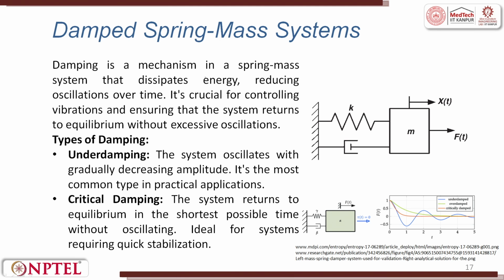Damping is a mechanism in a spring mass system that dissipates energy, reducing oscillation over time. It is crucial for controlling vibration and ensuring that the system returns to equilibrium without excessive oscillation. Two types of damping which we saw: underdamping and critical damping. Underdamping is when the system oscillates with a gradual decrease in amplitude. It is the most common type in practical applications.